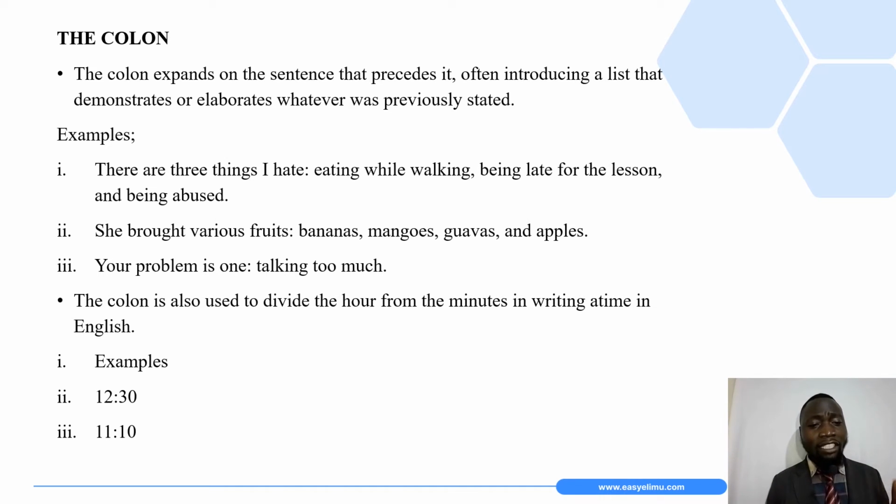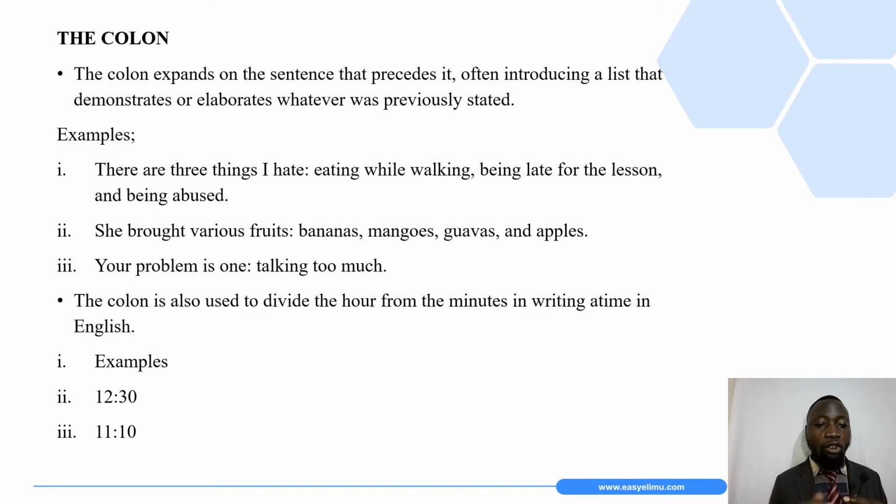Just before I move to the next use, there are also other examples that I gave on the use of the colon to expand on the sentence that is preceding it, that I did not mention. If you look above the second use, there are two other examples: she brought various fruits: bananas, mangoes, guavas, and apples. Then again: your problem is one: talking too much. So these two examples we can add to the first that we talked about when discussing the use of a colon to expand on the sentence preceding it.